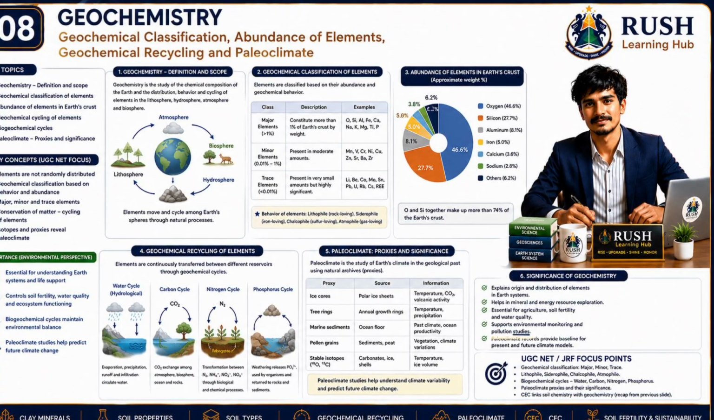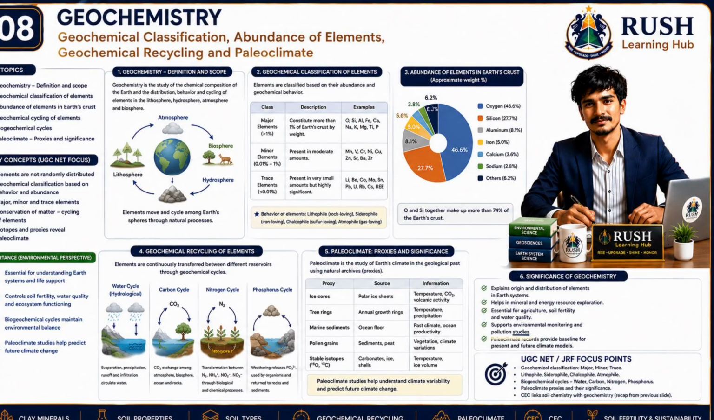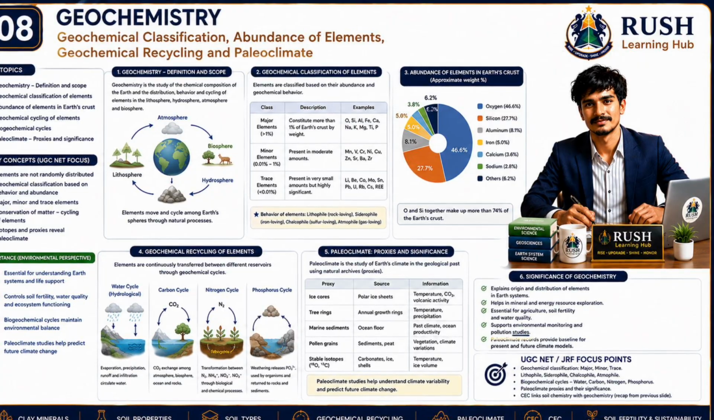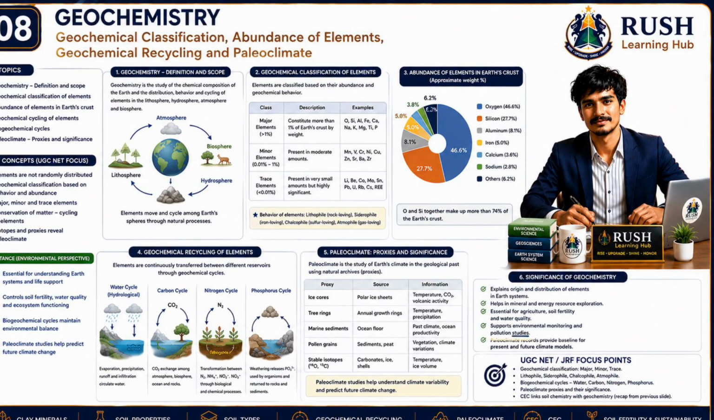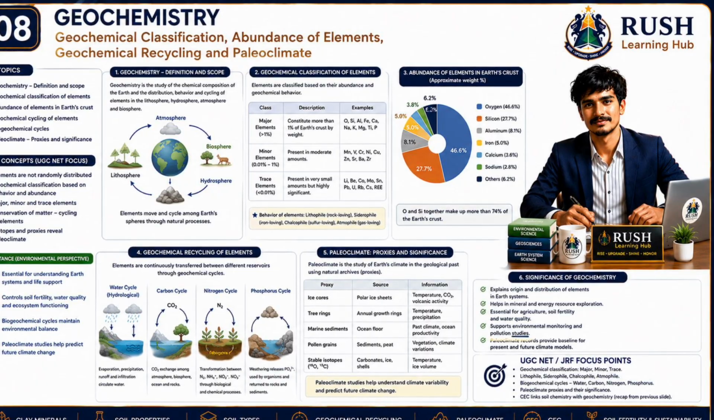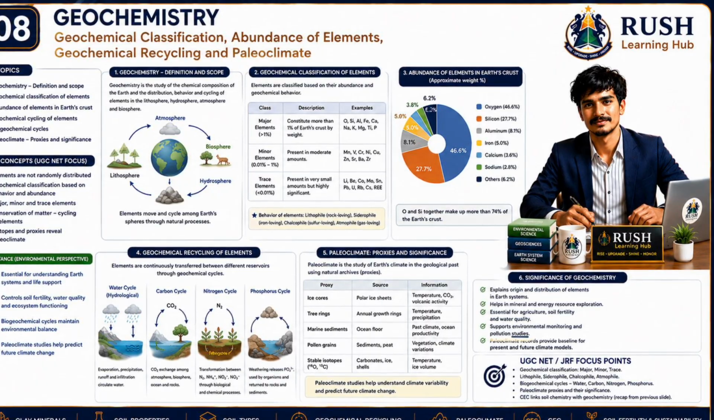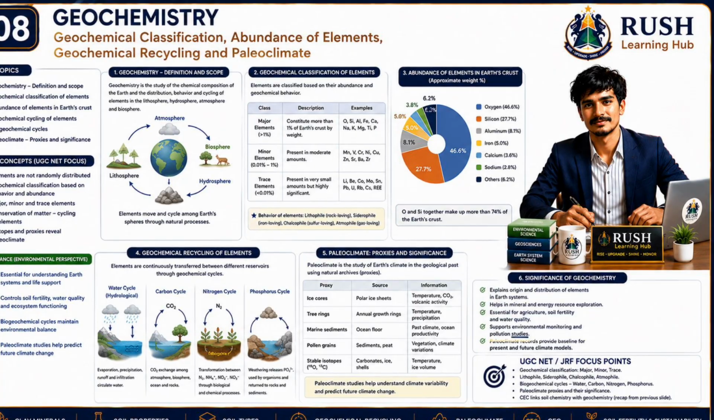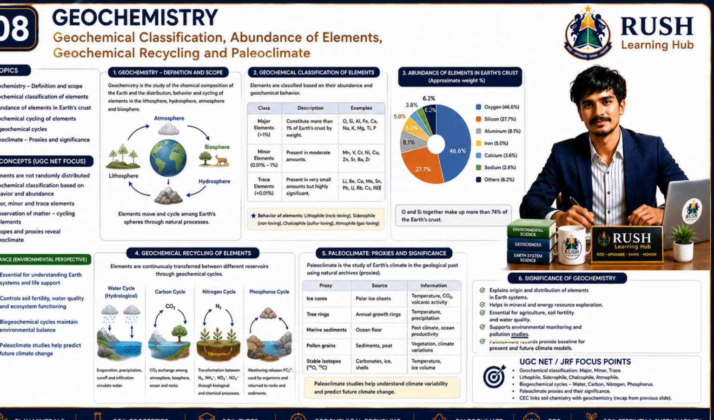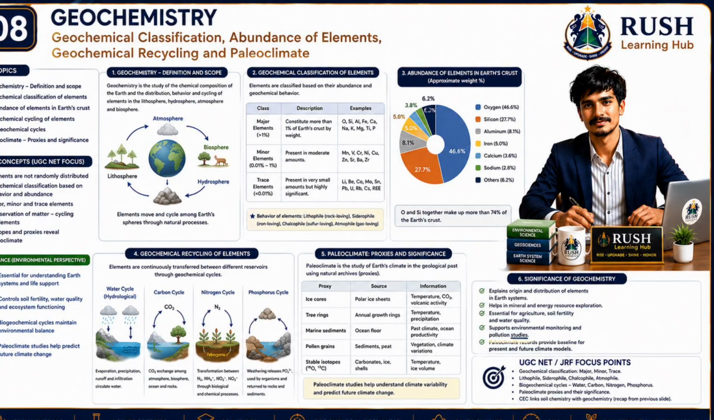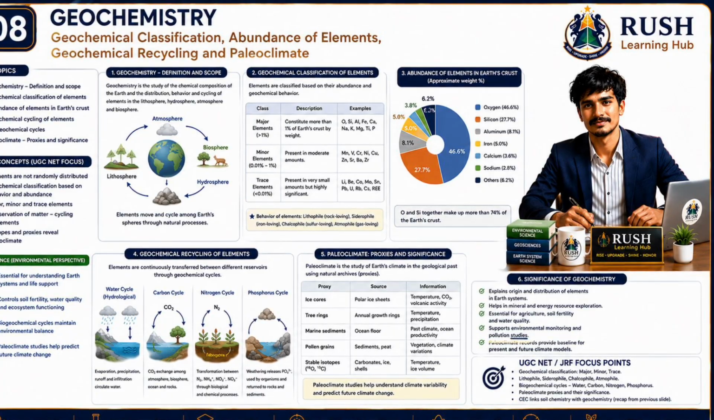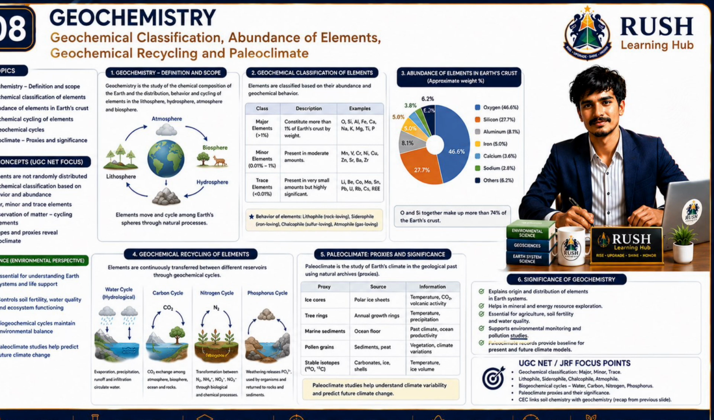Elements continuously circulate among the atmosphere, hydrosphere, lithosphere, and biosphere through various biogeochemical cycles. This continuous movement of elements is known as geochemical recycling. The water cycle or hydrological cycle describes the movement of water through evaporation, condensation, precipitation, infiltration, and runoff.